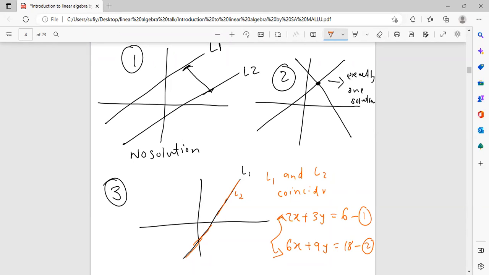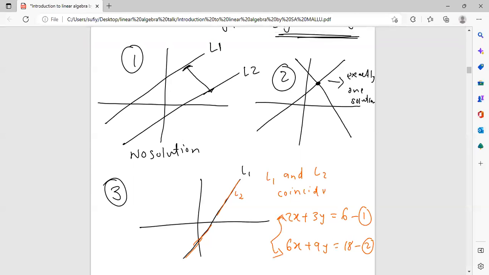In other words, it will just sit on top of one another. And if that happens, then we have infinitely many solutions, right? We have infinitely many solutions. And why would that happen?